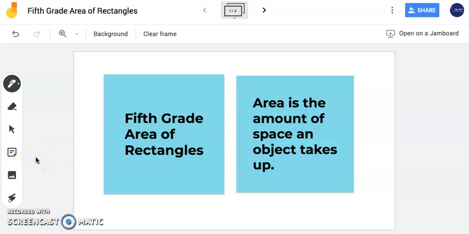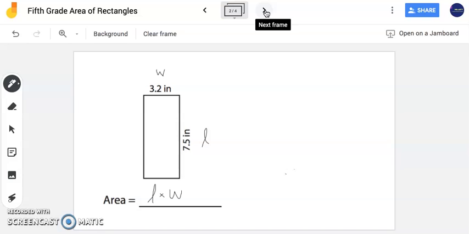Hello, today we're going to learn how to find area of rectangles. As a reminder, area is the amount of space an object takes up. In this first problem here, we're given a rectangle with a length and a width. Here we have a length of 7 5/10, and here we have a width of 3 2/10.